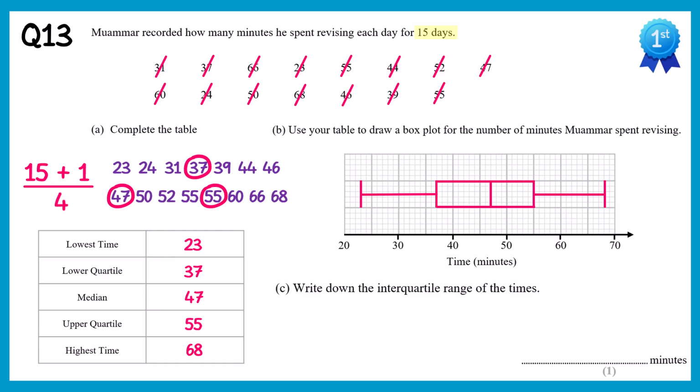In the final part of the question, we need to write down the interquartile range. This is the upper quartile, which is 55, subtract the lower quartile, which is 37. 55 take 37 is 18, so the answer is 18. This is another topic that I have a video dedicated to. There's a link in this video's description.